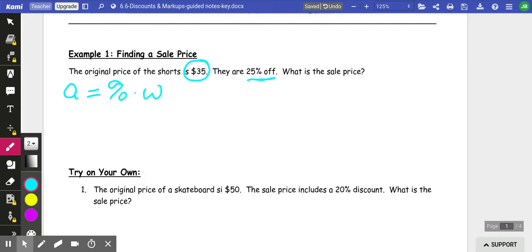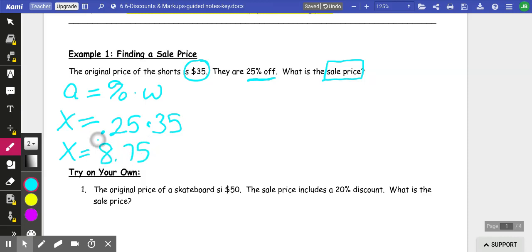So we have our part equals our percent times whole. The part is what we're looking for, right? That would be the sale price of something. So the sale price we can label as X equals the percent off that I'm getting discounted, multiplied times the whole amount, the original amount that it's going to cost. So when I multiply 0.25 times 35, I get $8.75. So what that means is that I am getting a discount of $8.75.